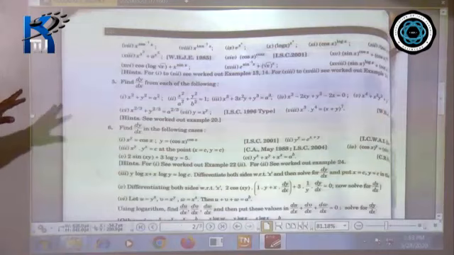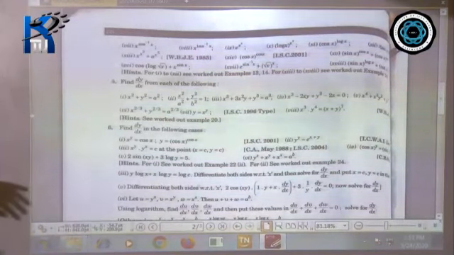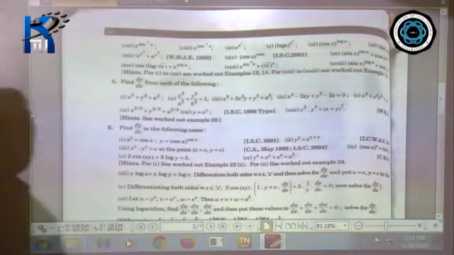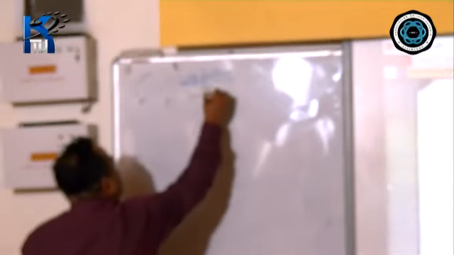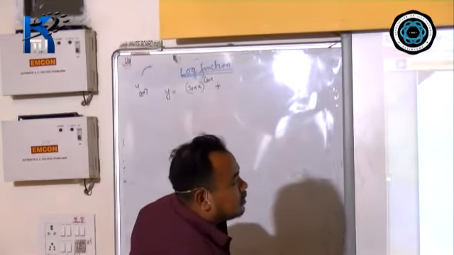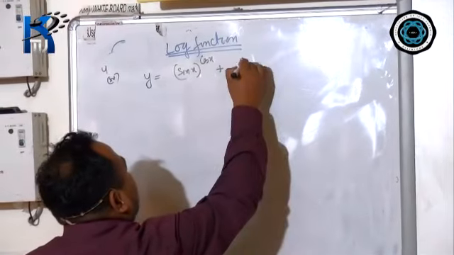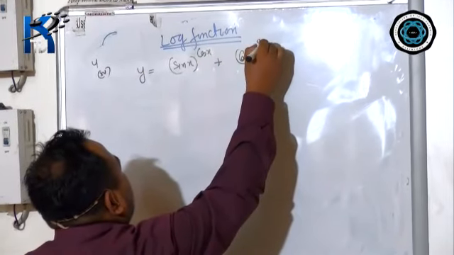So these questions can be done easily. So I'm just going to solve one important question, a difficult question. Question number 4, subdivision 15. The question is y equal to sin x to the power cos x plus, that part of the question is missing, but I'll just write down cos x to the power sin x.